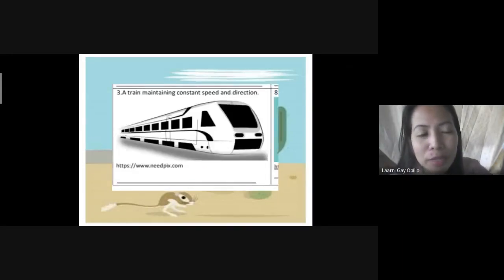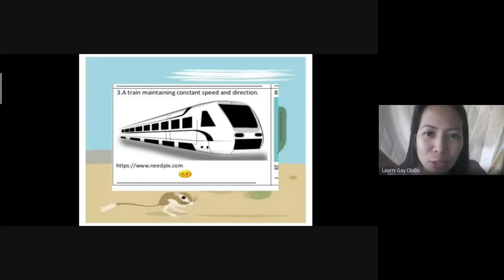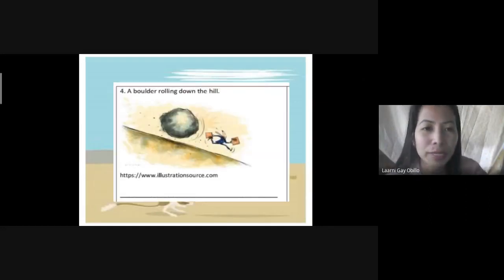For number 3, a train maintaining constant speed and direction. Ito, hindi nagbabago yung speed and direction niya. Dire-diretso lang yung train. Happy face or sad face? Happy ang sagot ni Miguel. Si Mario, ano sagot? Happy. Tingnan natin kung tama ba yung sagot nyo. Sad face. Okay, sabihin natin, constant speed and direction. Ibig sabihin, hindi nagbabago yung kanyang bilis at yung kanyang direction. Di ba? Yung train, dire-diretso lang siya sa riles niya. So, that is sad face kapag constant.